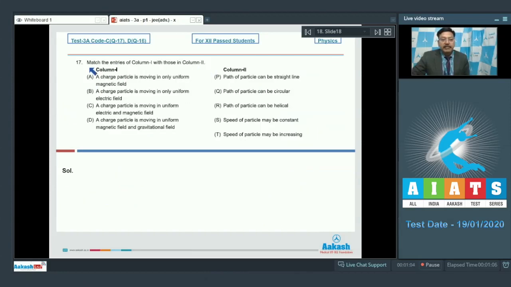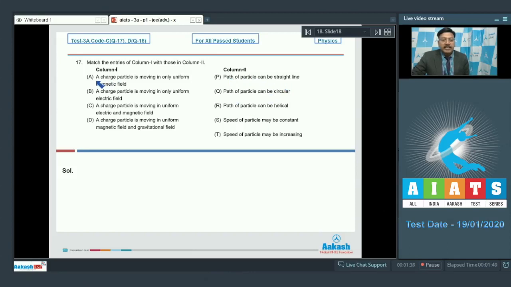Question 17 says match the entries of column 1 with those in column 2. In column 1 we have entries like a charged particle is moving in only uniform magnetic field, a charged particle is moving in only uniform electric field, a charged particle is moving in uniform electric and magnetic field, and a charged particle is moving in uniform magnetic field and gravitational field. In column 2, entry P is path of particle can be straight line and so on.